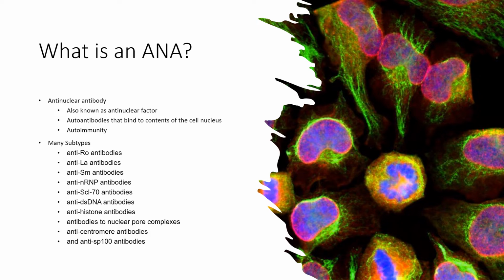There are many subtypes of ANAs, and I have listed them here. Each of these antibody subtypes bind to different proteins or protein complexes within the nucleus. They are typically found in many different types of disorders, including cancers, infections, and autoimmune disorders, although they still can be found in some healthy individuals.